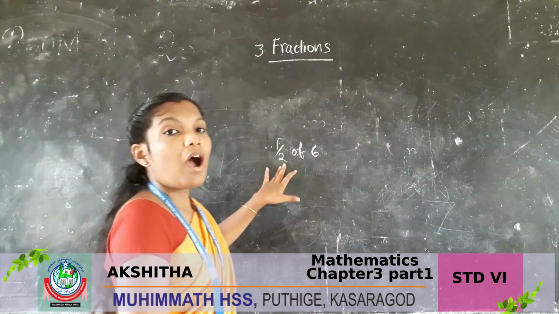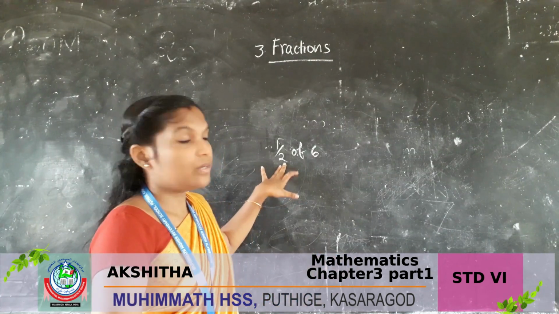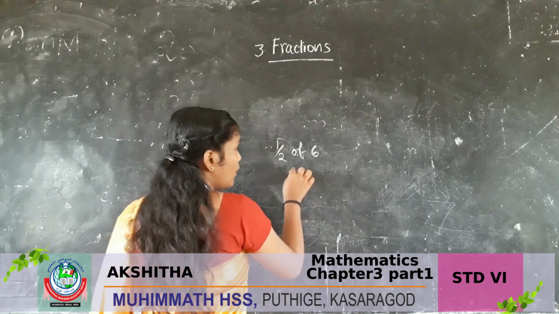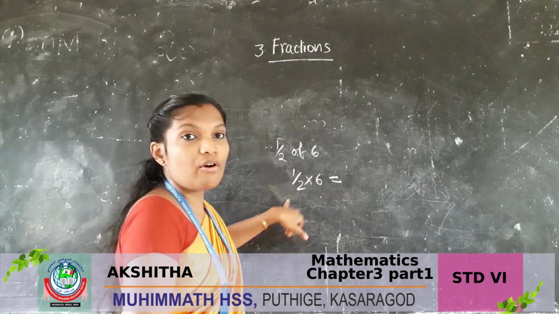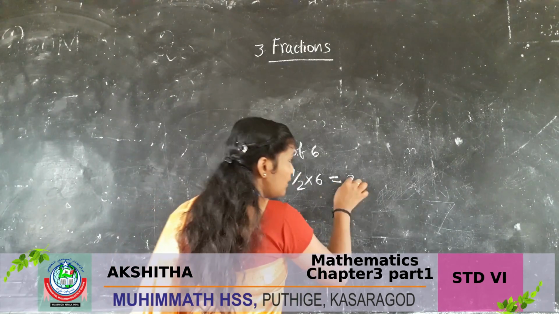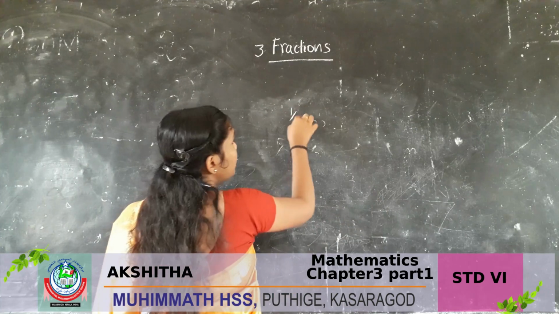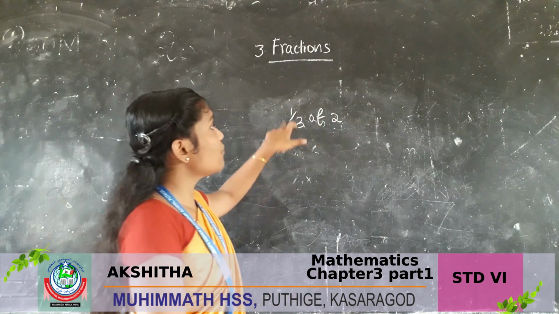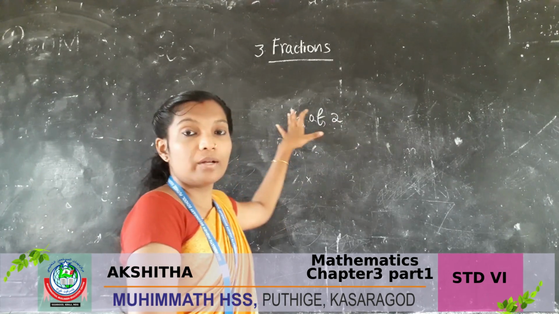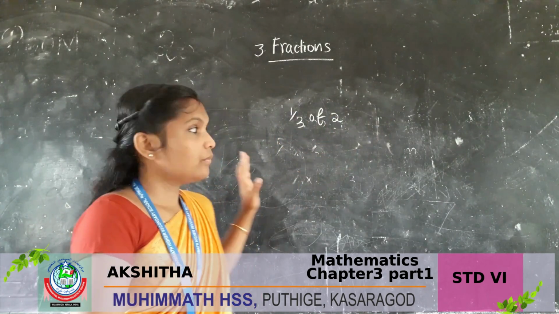Is it clear? Half of 6. What is the half of 6? How can we write this? Half into 6 means half of 6. Answer 3. 1 by 3 of 2. What is the answer? 1 by 3 part of 1 by 3 of 2.